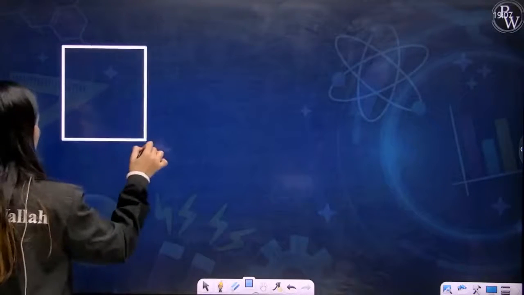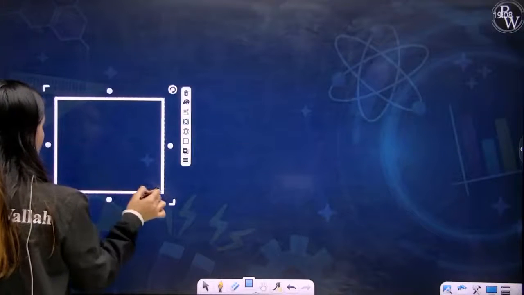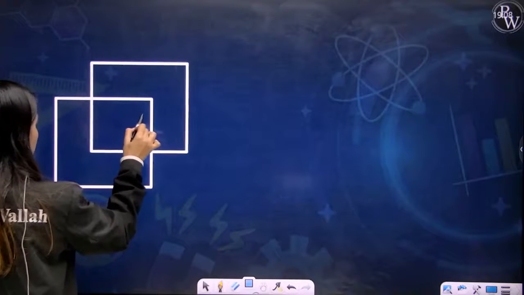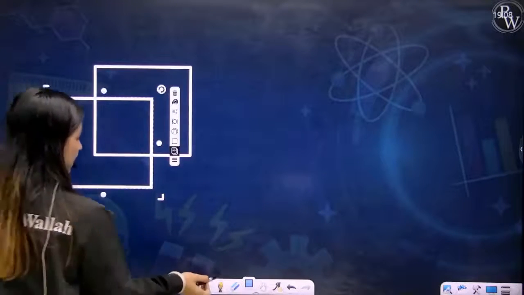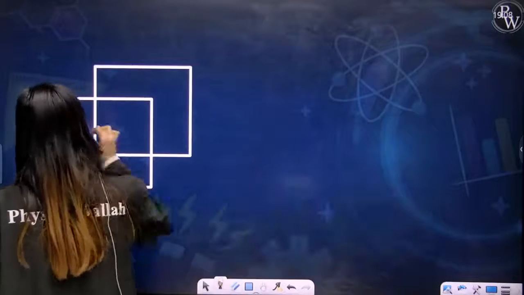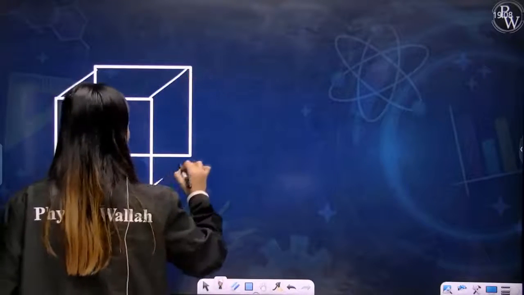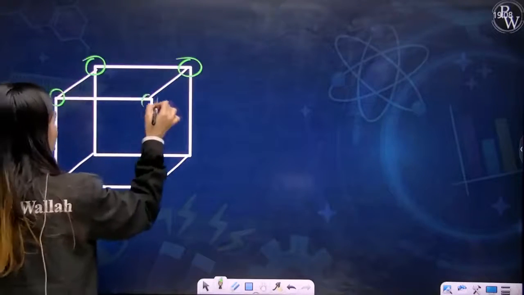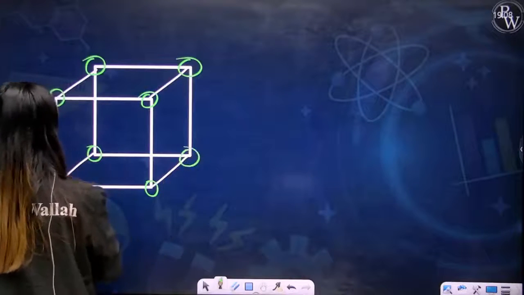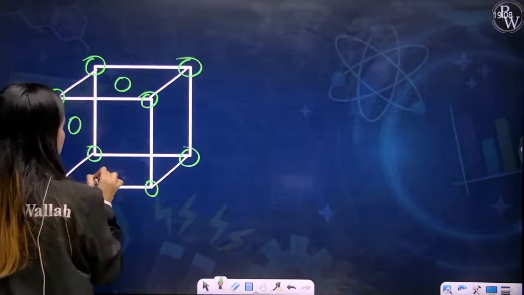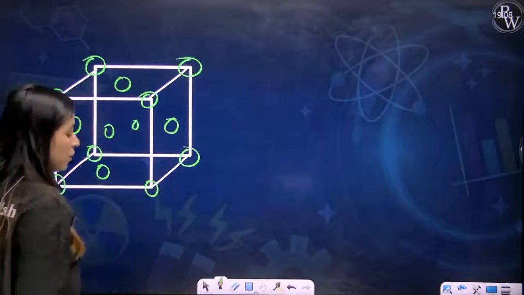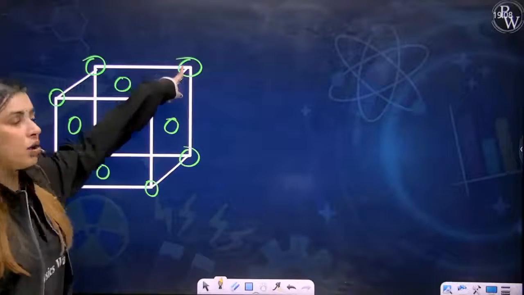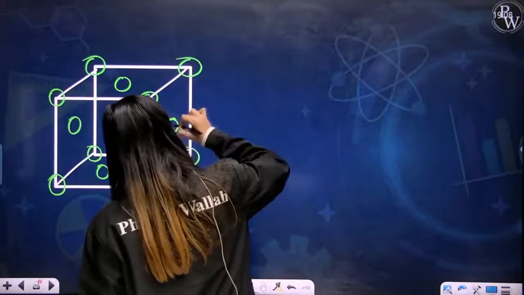Again, we need a unit cell. So this is the unit cell. In a face-centered unit cell, my dear students, the atoms are present at corners and face centers. So here it will be present here also, here also, here also, and here also. The point is that this time the atoms will not be in contact along the edge. They will be in contact along this face diagonal.